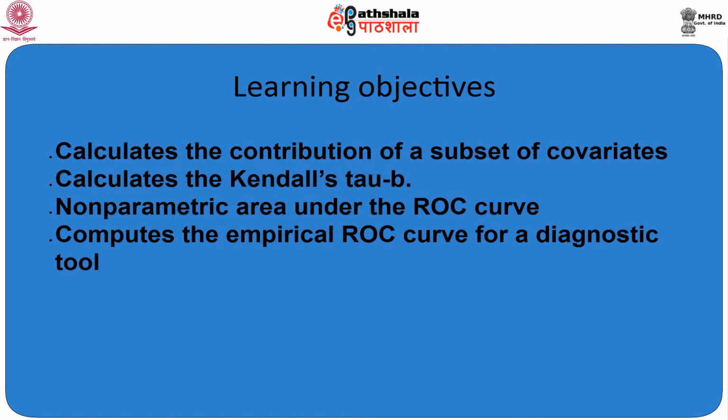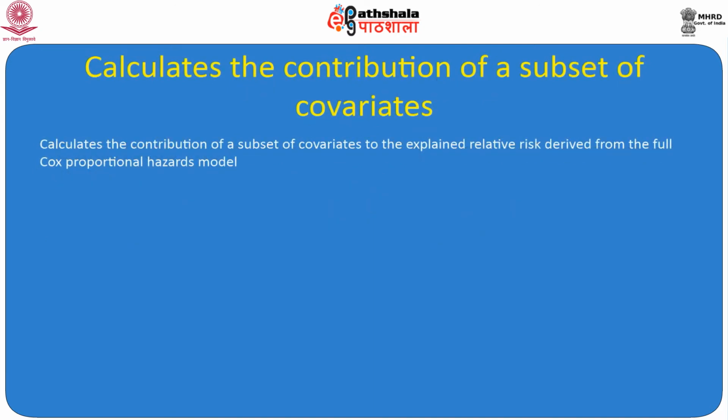So here we will see how to calculate the contributions of a subset of covariates, how to calculate the Kendall tau b value, how to get the non-parametric area under the ROC curve, and how to compute the empirical ROC curve for a diagnostic tool. First, we will see how to calculate the contribution of a subset of covariates to the explained relative risks derived from the full Cox proportional hazard model.